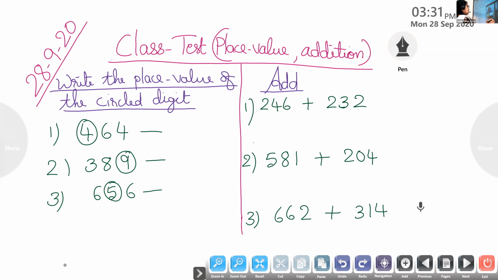Parents, if you are sitting near to the child, please don't help them. Let them do by themselves. They know addition as well as they know how to find the place value.